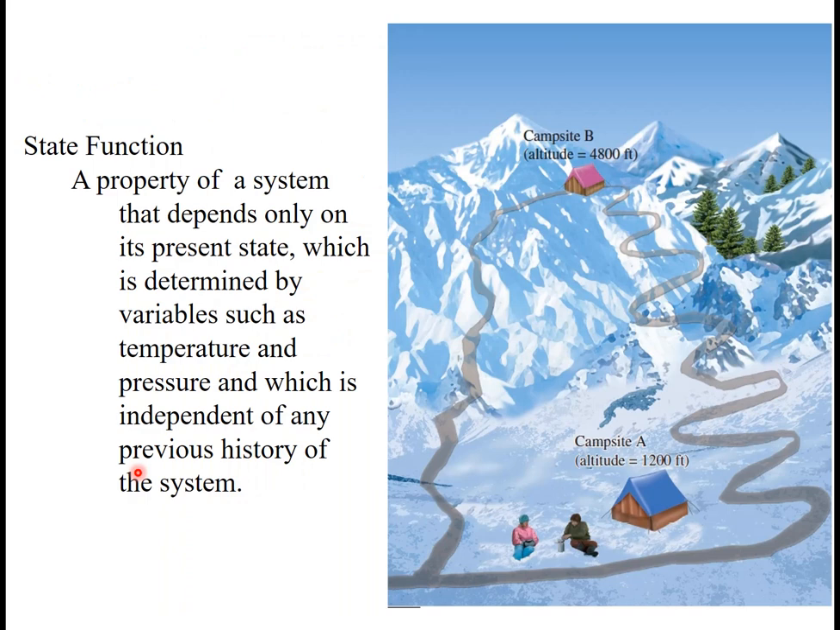And a state function is the last definition that we're going to do for this section, and it's that it depends only on its present state and its final state, not the way in which it gets there. So this picture is from the textbook, and campsite A is at 1,200 feet, campsite B is at 4,800 feet. If you're a rock climber, you can go straight up the side here, and it's a much shorter distance to get there. If you are a hiker, you can do the switchback trails back and forth, and so the incline is much less steep.